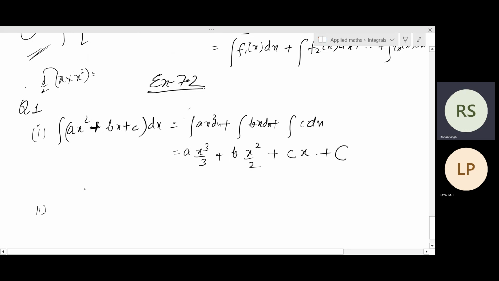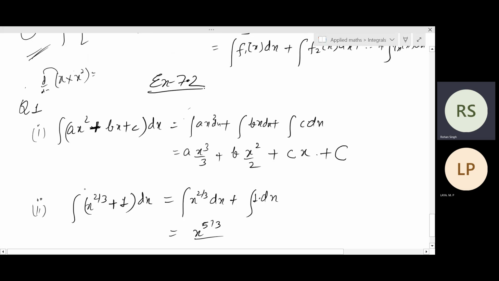We'll skip one question from the second. So we have x raised to the power 2 by 3 plus 1 times dx. Same thing here. We can see addition is there, so we can split this integral. We can write the integral of x raised to the power 2 by 3 dx plus the integral of 1 dx. And then 2 by 3 plus 1 will become 5 by 3. x raised to the power 5 by 3 over 5 by 3 will become 3 by 5 times x raised to the power 5 by 3, and then plus x plus c.